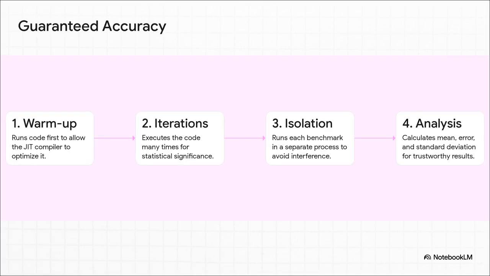Here's how it works. First, it does a warm-up, running your code a bunch of times just to let the JIT compiler do its thing and get the real work done. Then, it runs your code over and over and over again, thousands of times, to get a huge pool of data and smooth out any random hiccups. Here's the genius part. It runs each of your tests in a completely separate process, so they can't interfere with each other. And finally, it does all the math, giving you the mean, the standard deviation, all the stats you need to be confident in the results.